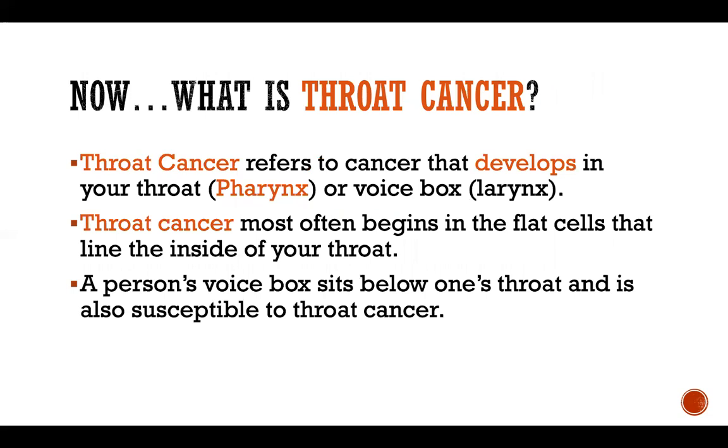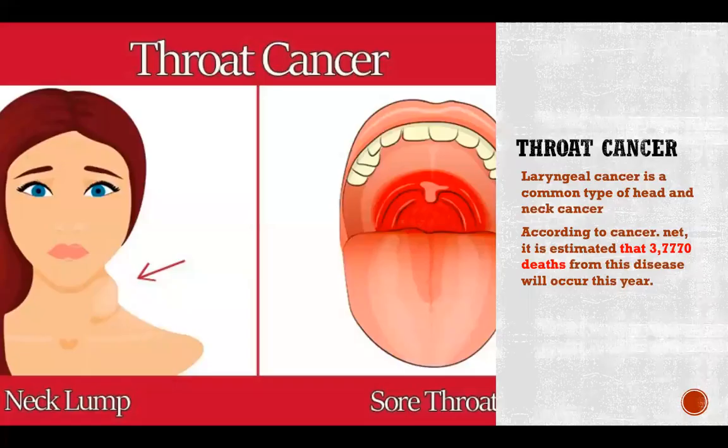So the main type of cancer disparity I was going to talk about today was throat cancer. So what is throat cancer? It refers to the cancer that develops in your throat, pharynx, or your voice box, or larynx. Throat cancer most often begins in flat cells that line the inside of your throat. A person's voice box sits below one's throat and is very susceptible to throat cancer.